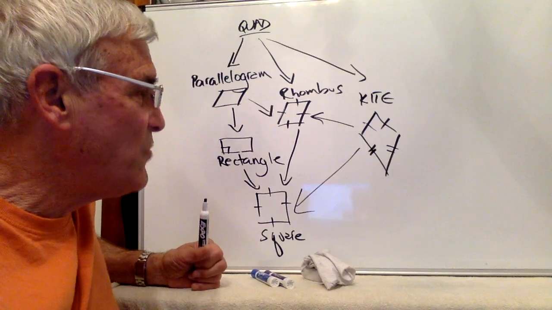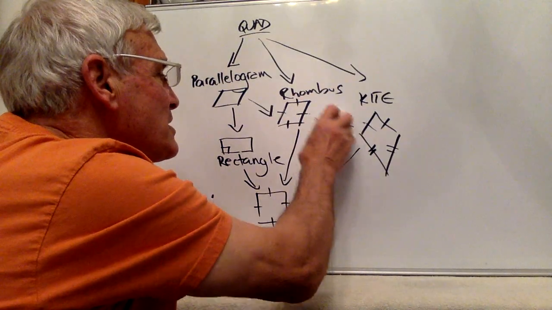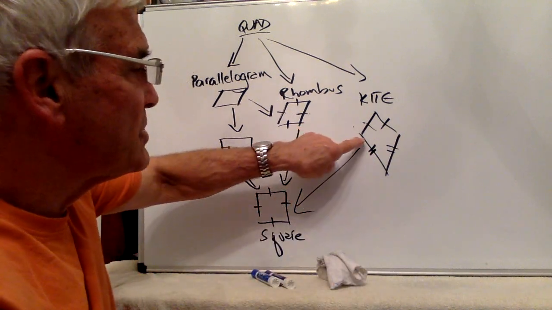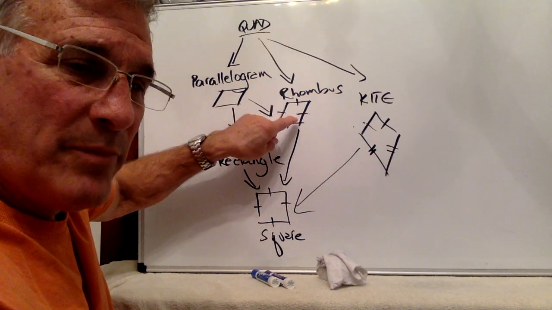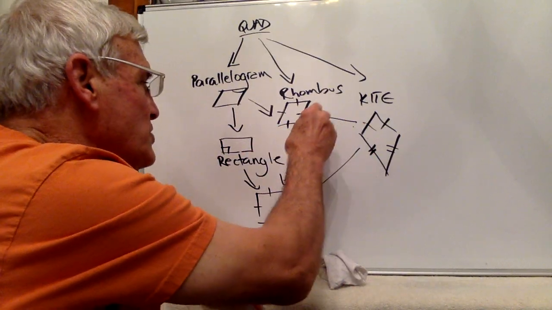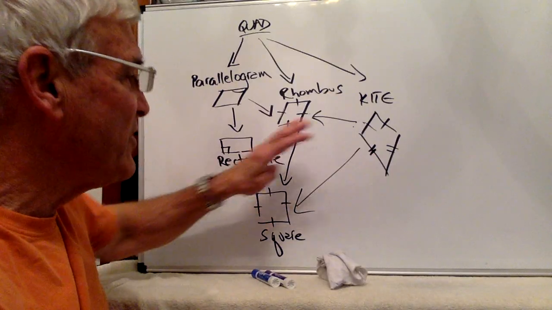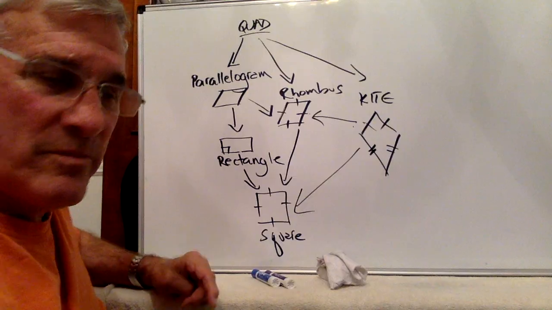A kite is a four-sided figure with two sets of consecutive sides congruent. So if I prove something about a kite, it will be true about a rhombus, but if I prove something about a rhombus, it won't go that way. So the arrow was right. So a square is everything. A square is a parallelogram, a rhombus, a kite, a rectangle.